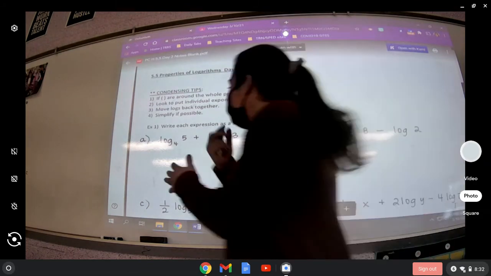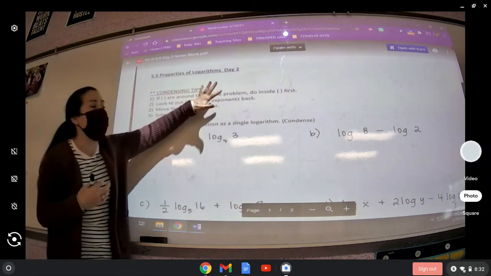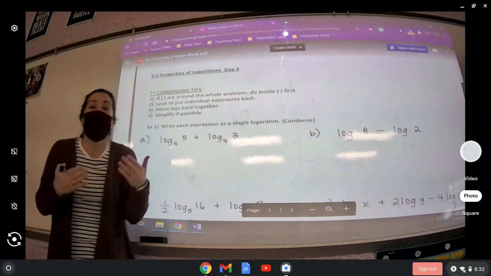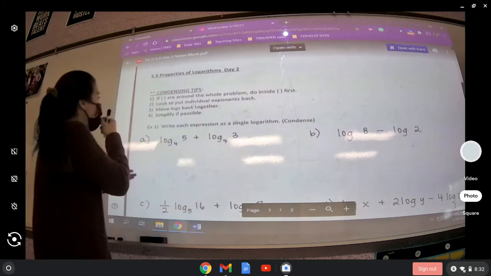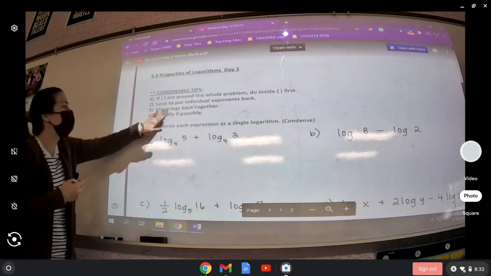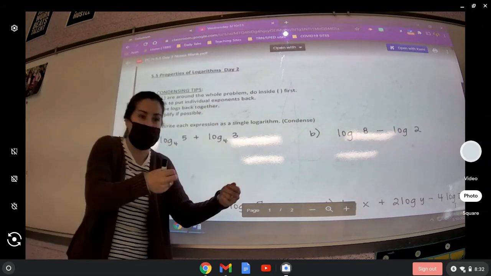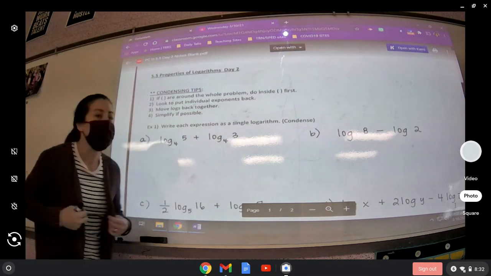All right, here we go. My condensing tips, my putting them back together. If parentheses are around the whole problem or anywhere in the problem, just like PEMDAS says, do inside the parentheses first. Look to put individual exponents back up, and then move logs back together using your multiplication or your division. And then you always want to simplify answers, okay?